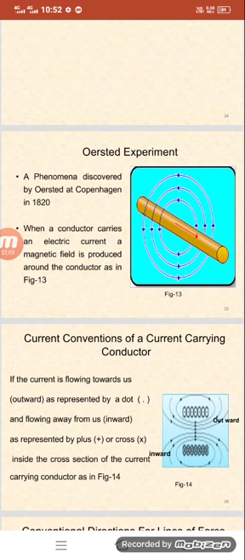Suppose some current is flowing away from us, or inward. That direction we represent by a cross or plus mark. Suppose the conductor is carrying the current inward, away from us. That direction is represented by the plus or cross mark, because it is carrying current inside the cross-section of the current carrying conductor.